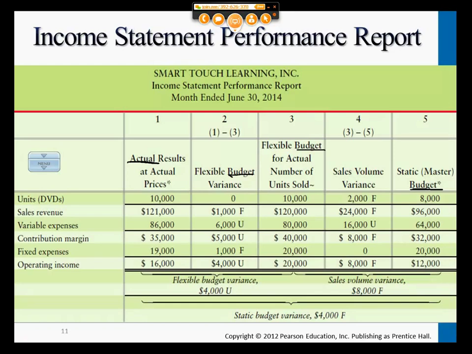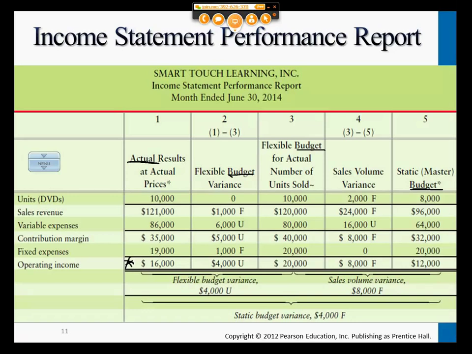So we have these 10,000 DVDs that are actually sold, and therefore my operating income is 16,000. Great. Now, let's look at column 3. What does this show to us? Flexible budget for actual number of units sold. You'll be doing this during the exam, 100%. Ask questions, okay? So number 3 is the flexible budget for actual numbers of units sold. It's the actual number of units sold, but the one that you take from the flexible budget.